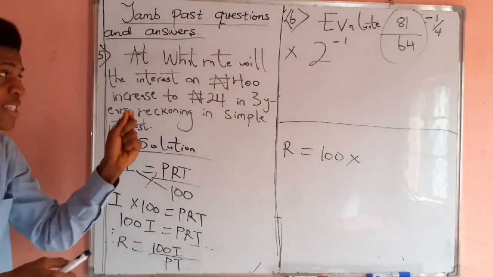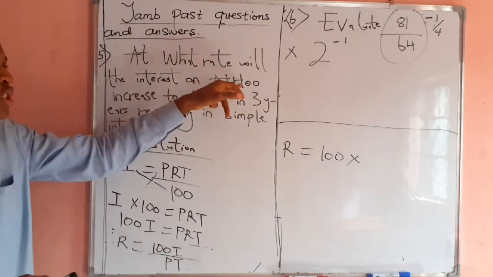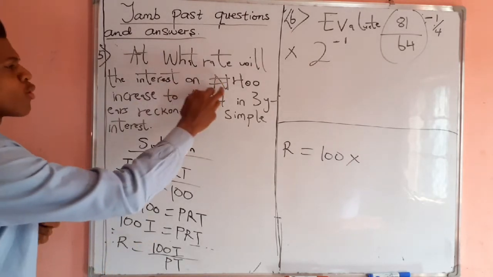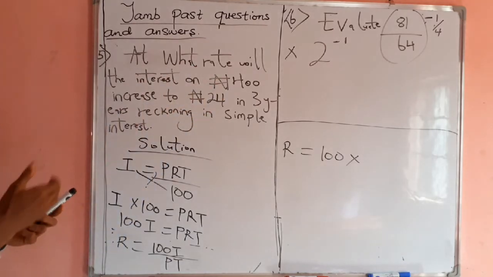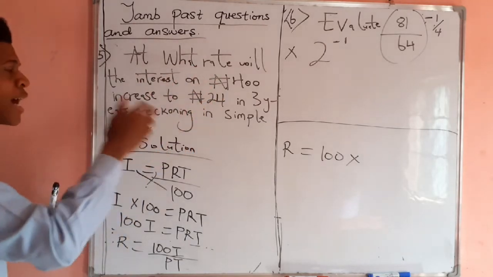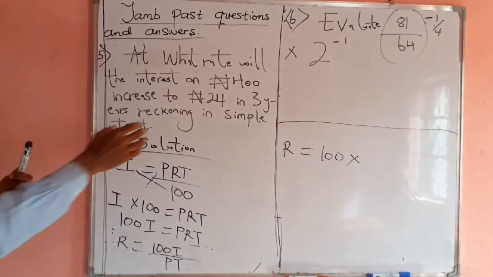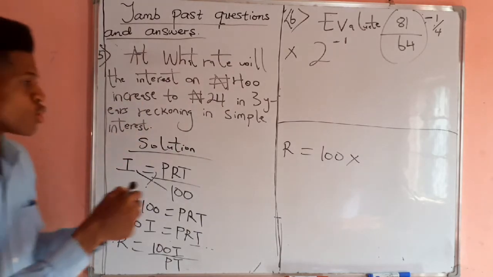Please do not be deceived by this 400 naira that's here. The interest on 400 naira, you may think that that is the actual interest. Interest on 400 naira increased to 24 naira. So the interest now increases. And what is that increase in interest? 24 naira. So 24 is the actual interest. Thank you.